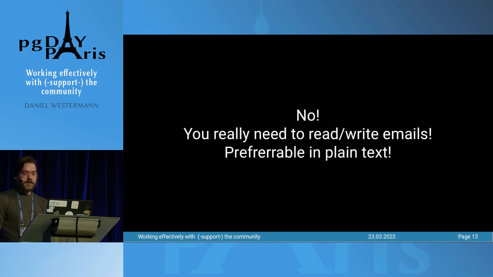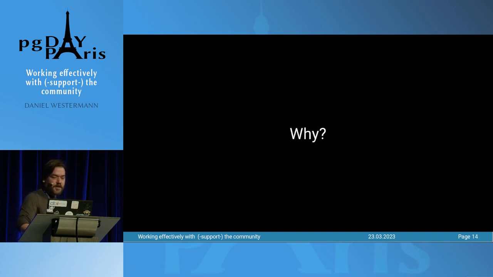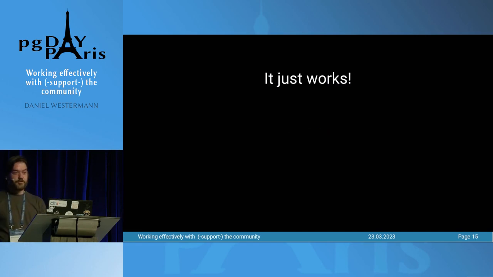So why is that? Anybody in the room who does not have an email address? Okay, this is all you need to get in touch, because everything happens, preferably in plain text, over emails. Why? Any ideas? No. You can search for it in the archives, yes. But the main reason is it just works.